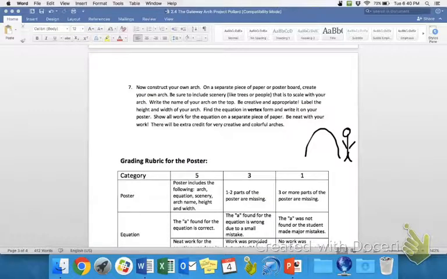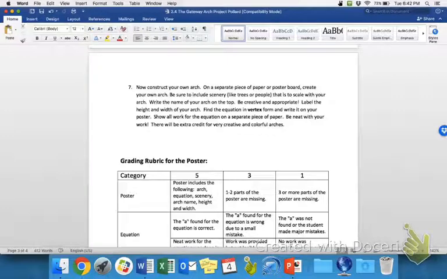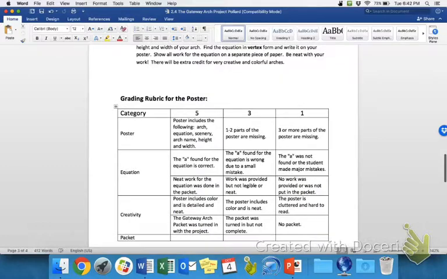There will be extra credit given for creative and colorful arches. So if you go above and beyond just drawing an arch on a sheet of paper, if you make a model of an arch, if you do anything like that, that's what would constitute extra credit. You can also be creative with this. It doesn't have to be an arch. You could also use anywhere that you see a quadratic curve in nature, you could use that. You can get creative with it, Google it, see if you can find some different curves that you could use.